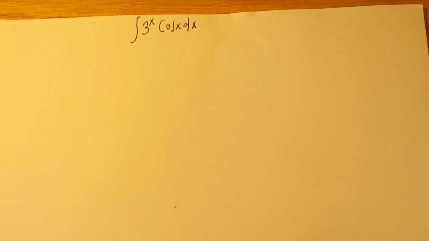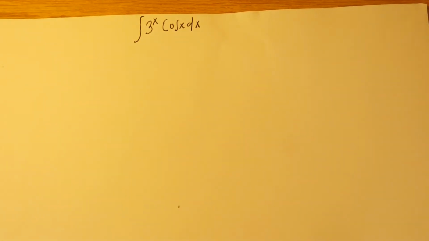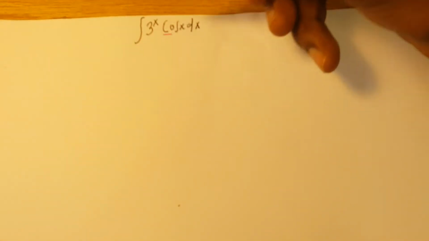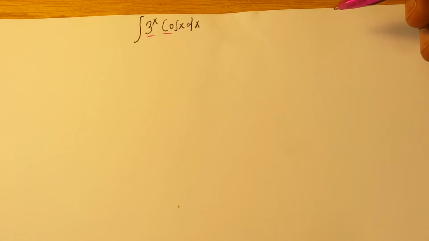the moment you see this problem, you should realize two terms of x are being multiplied. Here we have the cosine x and we have 3 to the x. So what should first come into your mind is you apply integration by parts. Most of the time, it is going to work. So let's go ahead and do that.